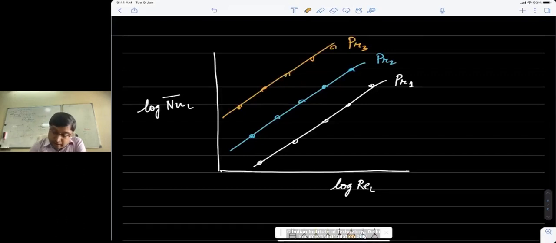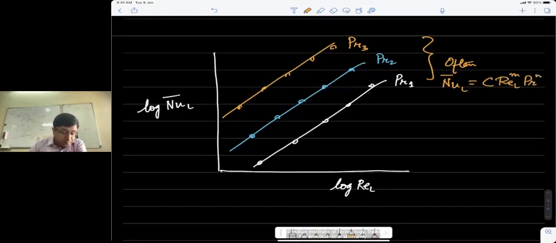So what is often done is that when you have this kind of data, we can write the Nusselt number in terms of Reynolds number and Prandtl number, by saying that it is some constant times Reynolds number to the power m and Prandtl number to the power n, where C, m, and n are constants which depend on flow conditions and the nature of the geometry.